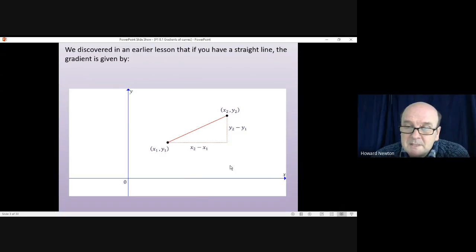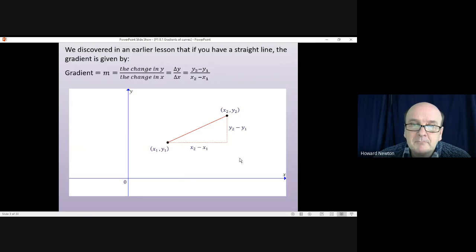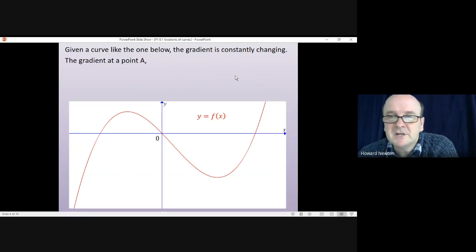Now, we discovered in an earlier lesson that if you have a straight line, then the gradient is given by the change in y divided by the change in x between any 2 points on that line. You can write the gradient as m, that's the letter normally used. It is the change in y over the change in x, sometimes written as delta y over delta x. The Greek letter delta normally means change in something. And the normal formula is y2 minus y1, the change in y, divided by x2 minus x1, the change in x.